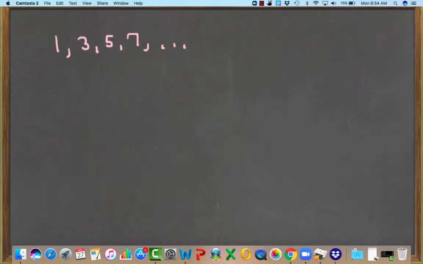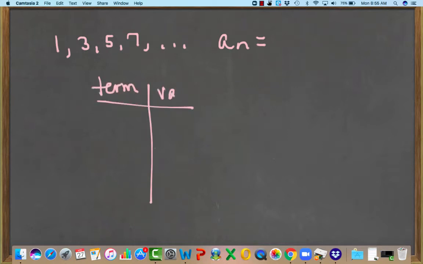Let's say we're given a set of numbers 1, 3, 5, 7, and we're trying to find the formula for a sub n, so that if I put in n is 8, I could tell you the 8th term of this sequence. One of the things I like to do is arrange these in a table. I will have a column that has the term, like first term, second term, and so on, and then the value of that. So I would arrange my table like that, and what we're looking for is what happens when you have n, what value will I get, because that's going to give me my formula for a sub n.